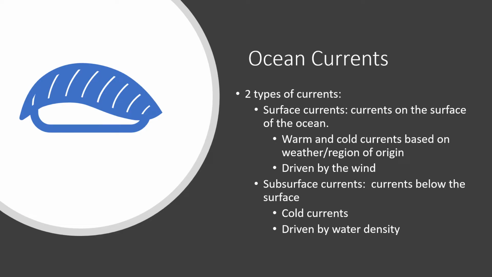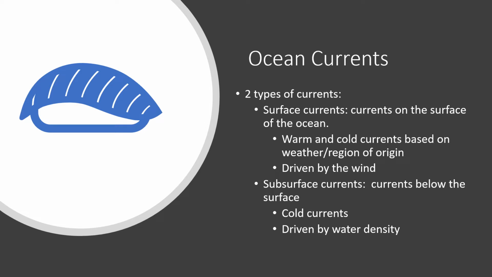So first, let's look at currents. And there are two types of currents. There are surface currents and subsurface currents. So obviously surface currents are on the surface of the ocean and they are driven mostly by wind. So as wind happens or as wind is created, it drags the water along due to friction with the surface.